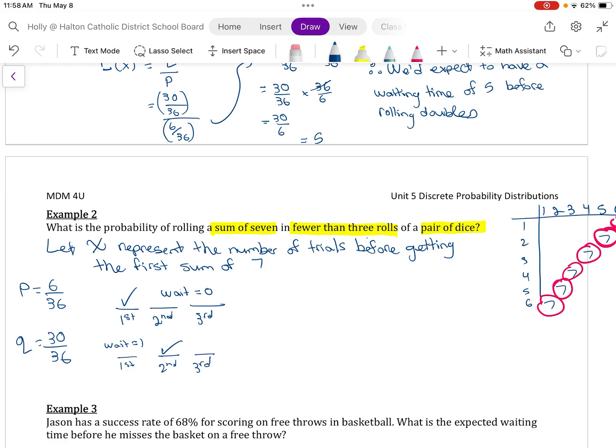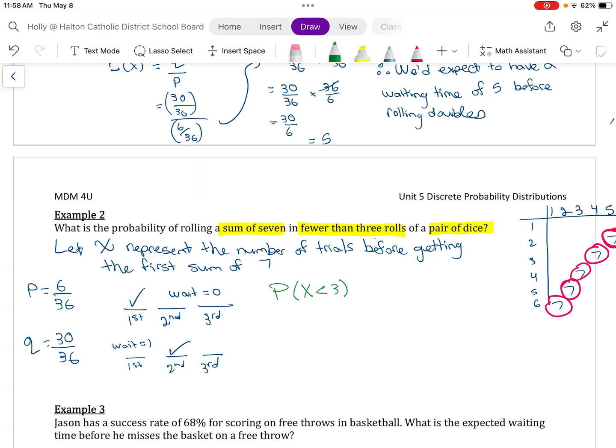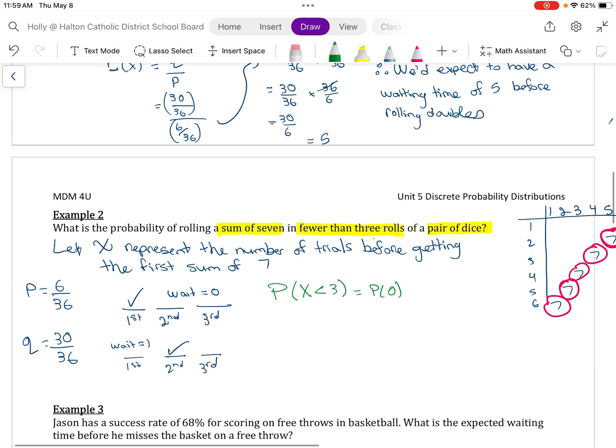So I'm looking for, let's change this color here, a P where my random variable X is less than 3, because it has to be fewer than 3 throws. So I'm looking at a probability of 0 weights, I get it on the first throw, or a probability of a weight of 1. So I get it on my second roll. So now we can use our formula. We're going to do it twice here. I have 30 over 36 to the power of 0, because my X is 0, times 6 over 36, plus, same thing, 30 over 36 to the power of 1.